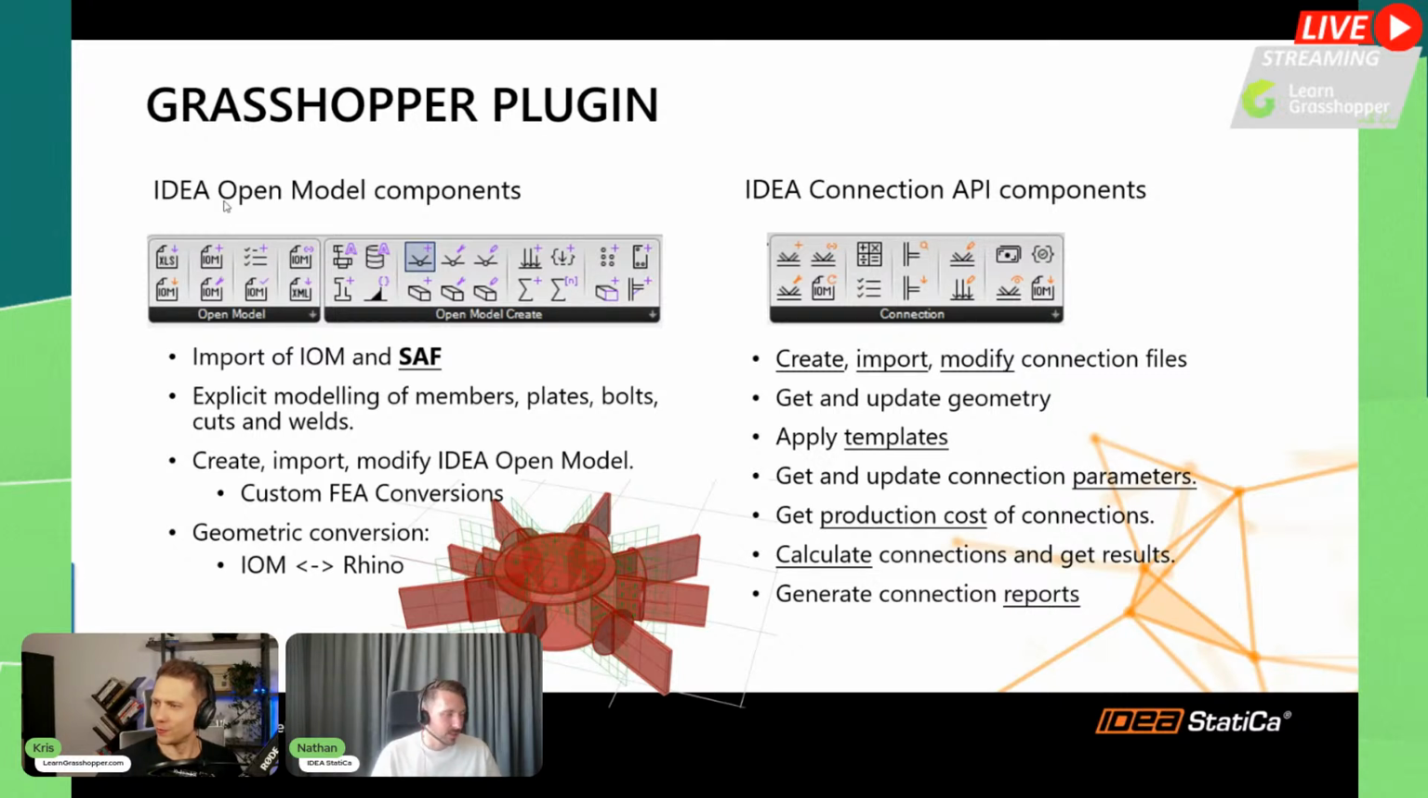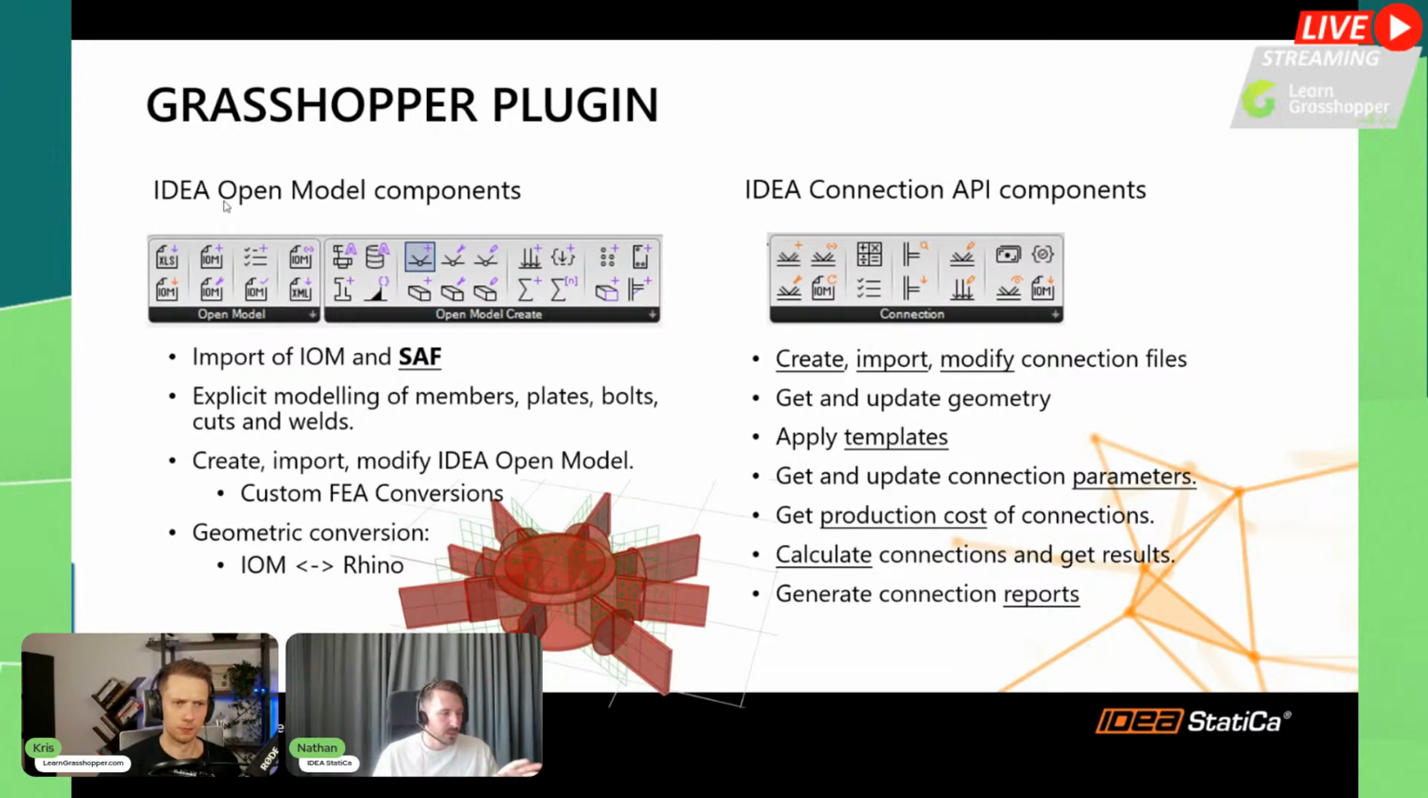Yeah, so this is just a basic slide highlighting some of the functionality of the Grasshopper plugin. Some of the stuff we'll go through. Basically, the plugin is broken up into two separate parts. The first one is the IDEA open model components, which allow creation of our structural model. You don't need a license of IDEA StatiCa to use these components. It's an open source model, and these components allow you to create this model within Grasshopper that you can then import into IDEA StatiCa.